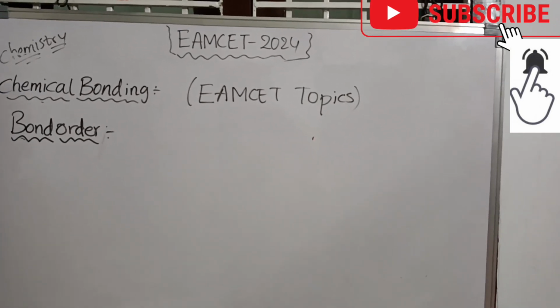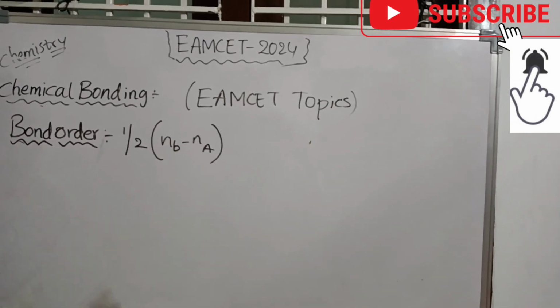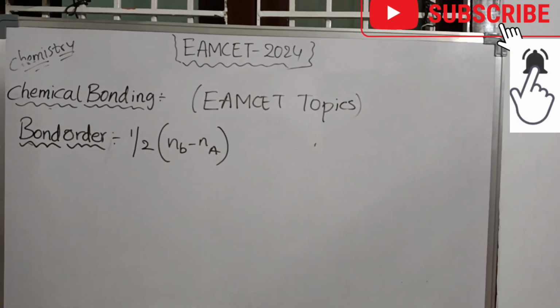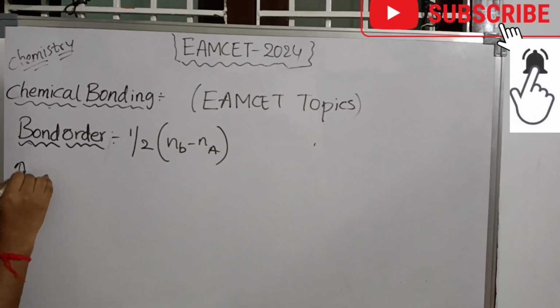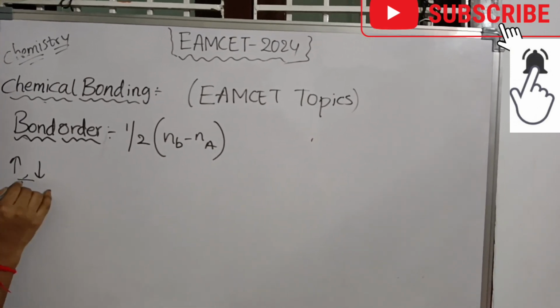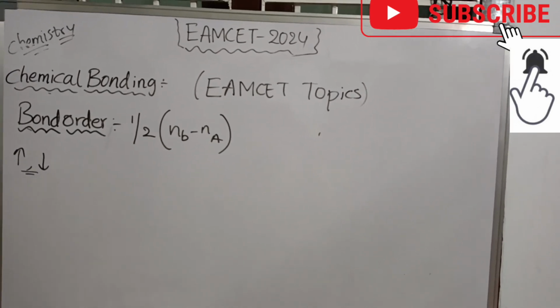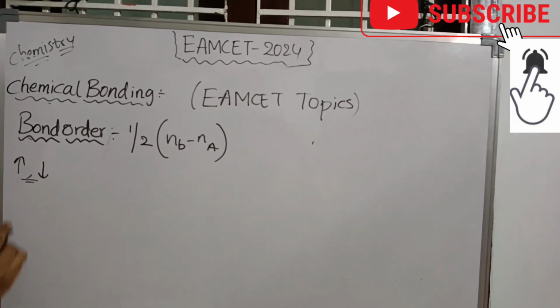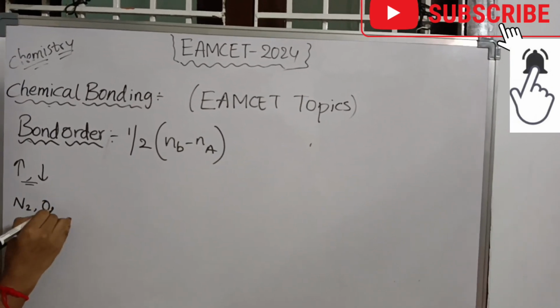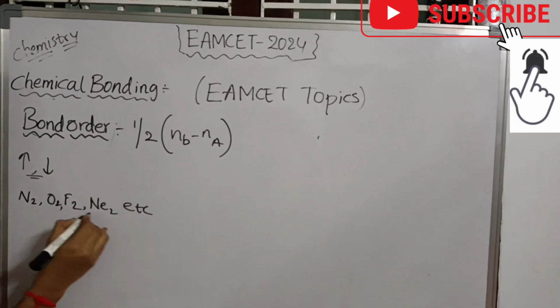So bond order, there is a formula for bond order, that is half into (Nb minus Na), bonding minus anti-bonding electrons. Now mostly they are asking about increasing order or decreasing order questions. Mostly the molecules will be diatomic, meaning there will be two atoms, like N2, O2, F2, Ne2, etc. Okay, so these are the examples.